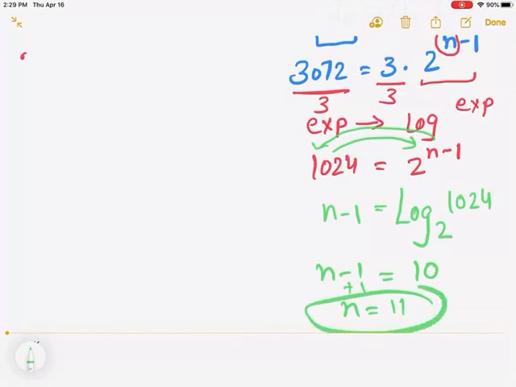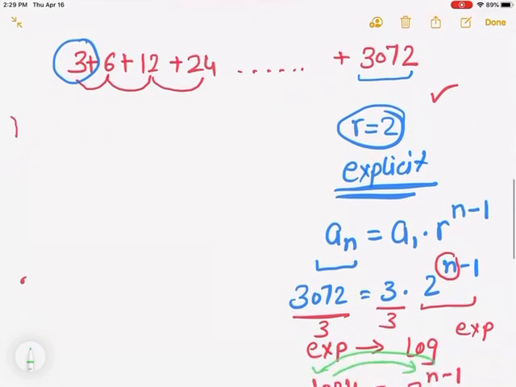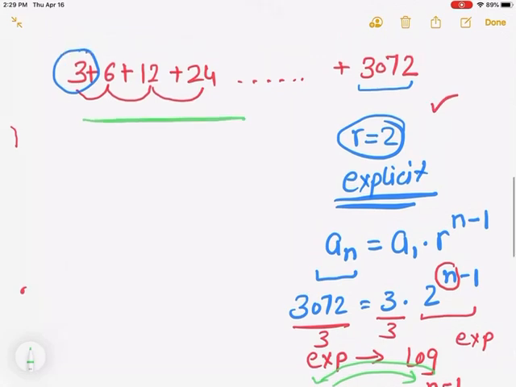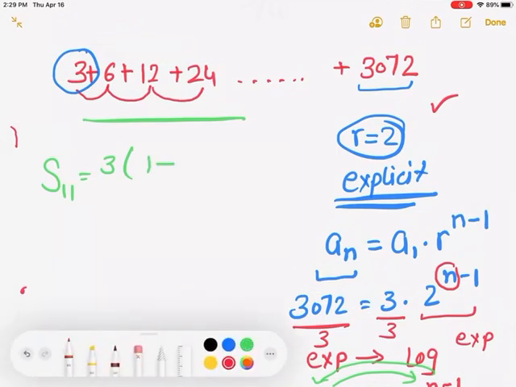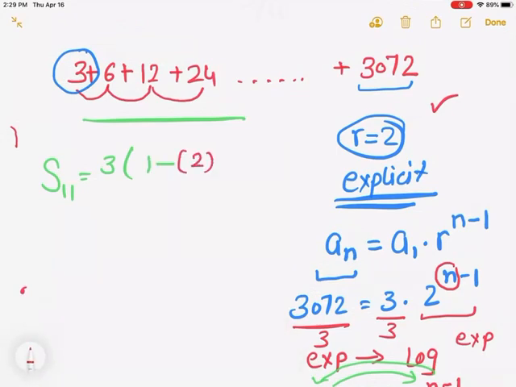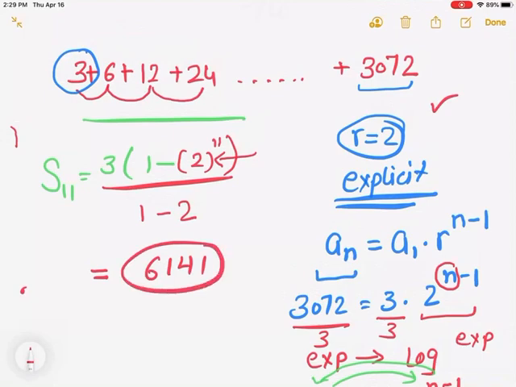All right, so I already have my n value. So now I have to go back to my original equation. So let's find the sum of 11 terms. a is 3, 1 minus the ratio, which is 2 to the 11th power, over 1 minus 2. All right. Now, if you put everything in your calculator, don't forget you can even do this part first and then combine the rest. If you put everything in your calculator, your answer would be 6,141. Here you go. And that's the sum of all of these numbers of this series.